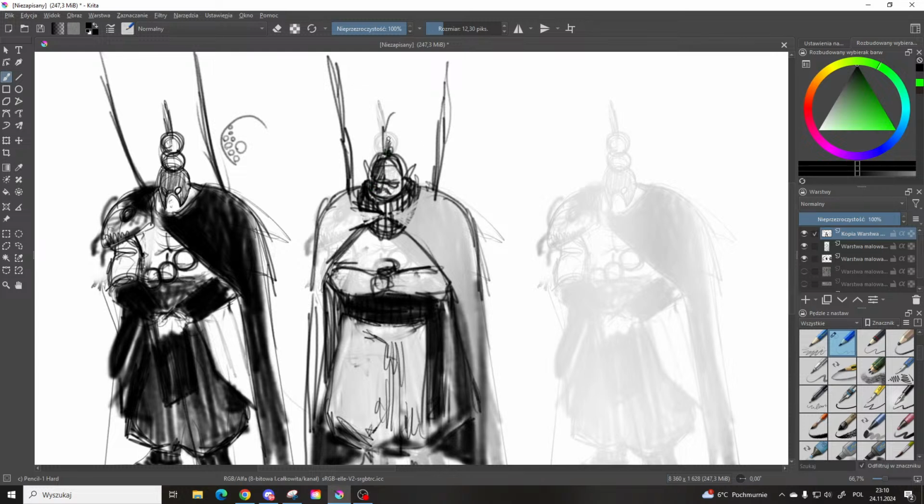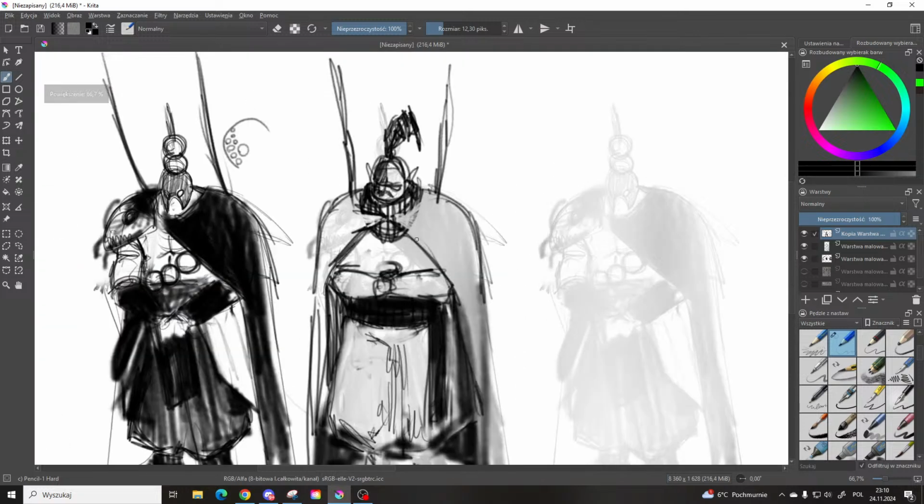Maybe like the hairs going up. Something like that maybe.